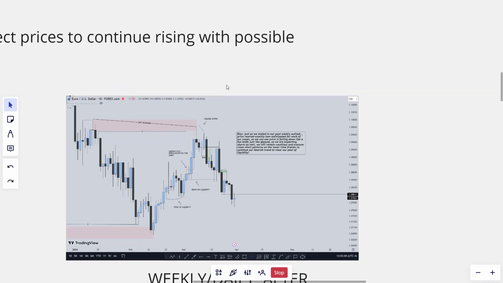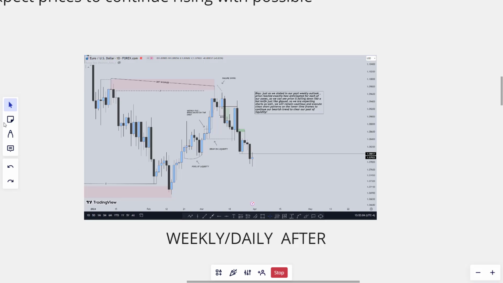Then yesterday was Friday, so this was the after, right? So I was expecting for price to come and clear this old low right here, and as you can see, price came and just purged right through it. So this was my draw on liquidity. So this is where I was expecting it to go.